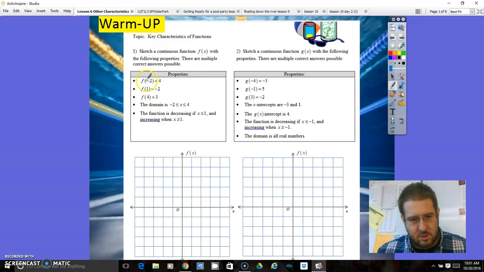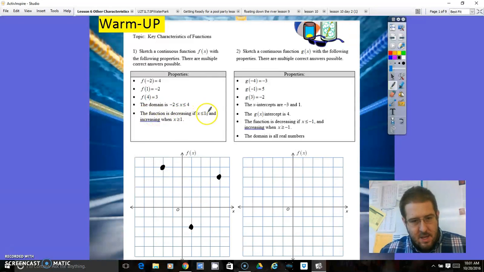Key characteristics of functions. f of negative 2 is 4, so 1, 2, 3, 4. We know the function is right there. f of 1 is negative 2. We also know that f of 4 is 3. It tells us the domain is from negative 2 to 4, so that means it starts here and ends here.